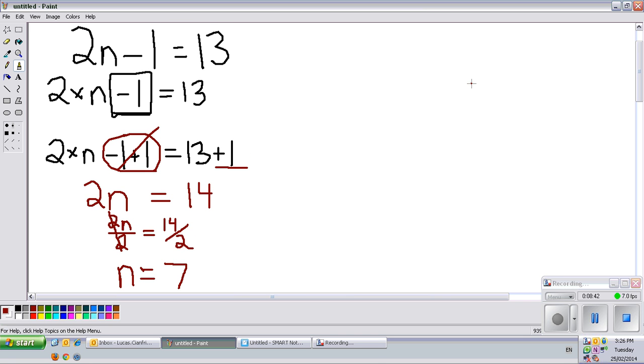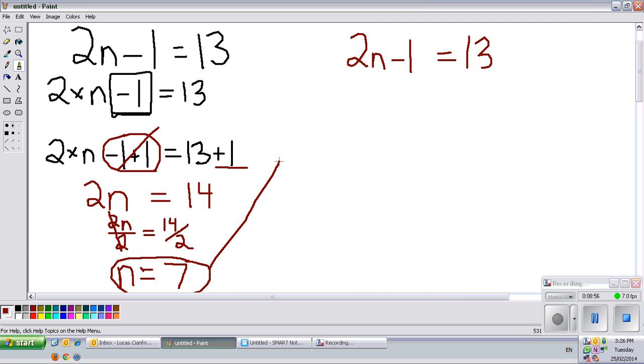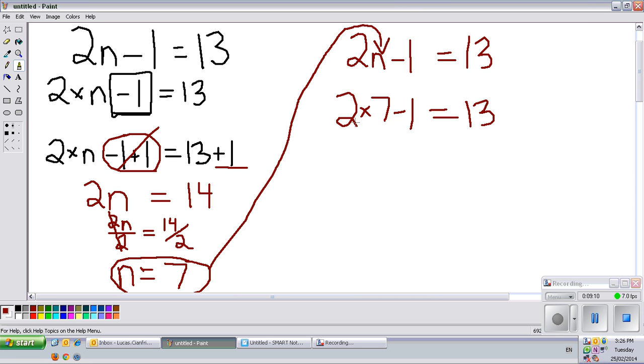So therefore, if we go back to our question, we double check, 2n subtract 1 equals 13. If we substitute our 7 for our n, which we've already calculated, 2 times 7 subtract 1 should equal 13. 2 times 7 is 14. Subtract 1. 14 subtract 1 is 13.